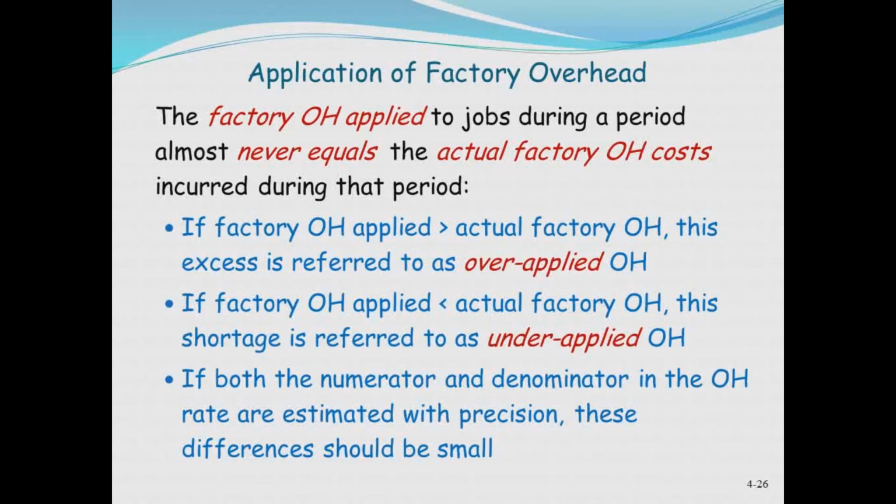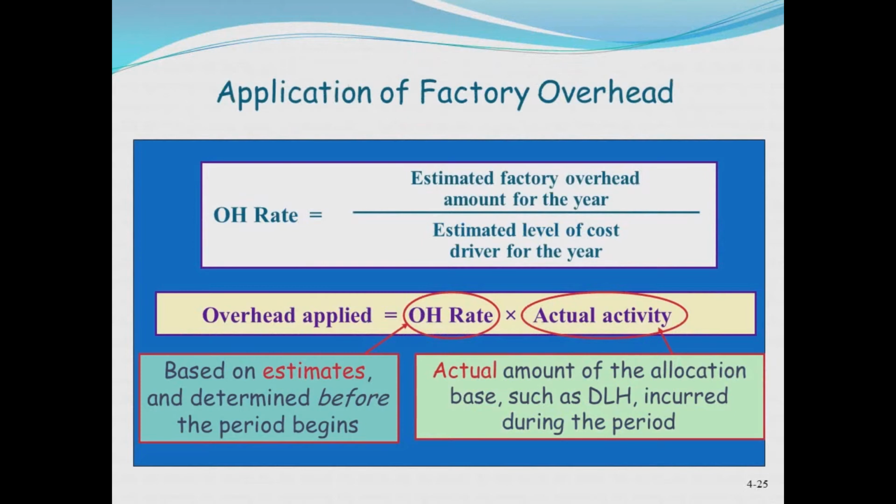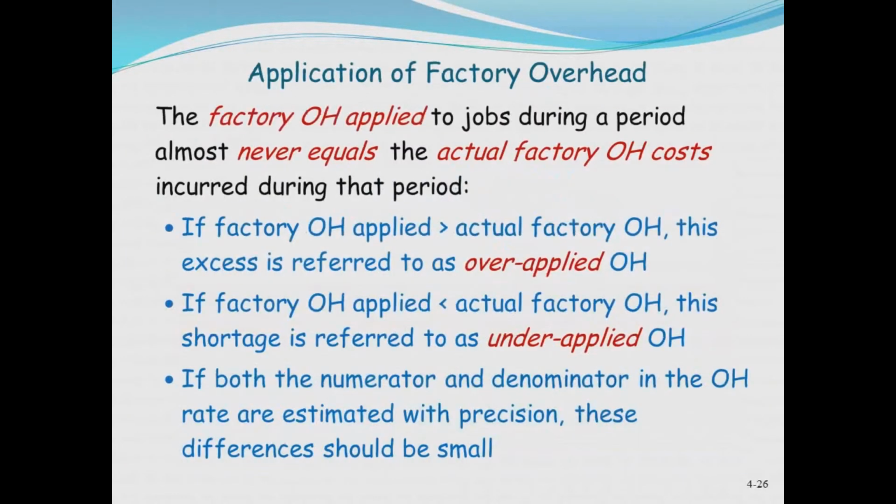If you've applied more than the actual, and the applied means this times this is the applied. If that number is greater at the end of the year than the actual, not a surprise, the excess is called over-applied. If it's less than, it's under-applied. And the key is you want to do a good enough job at the beginning of the year so that the differences are small and don't matter. That's the art of cost accounting.